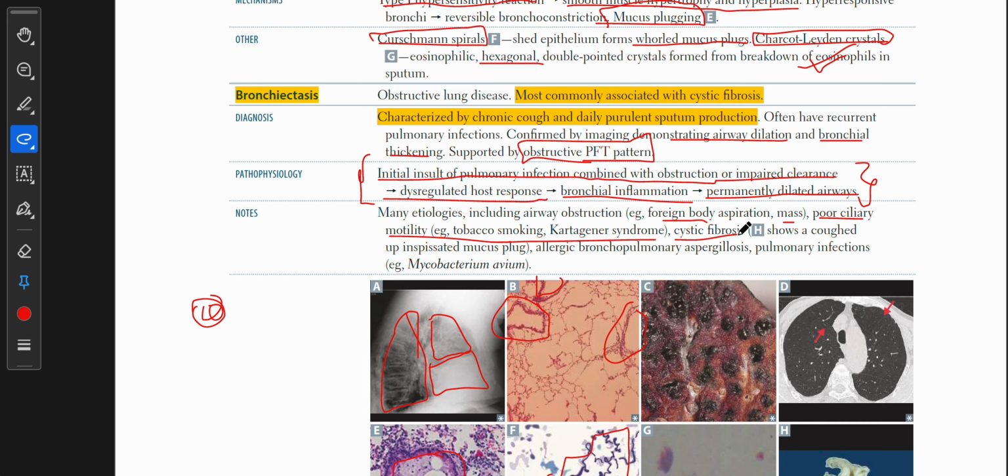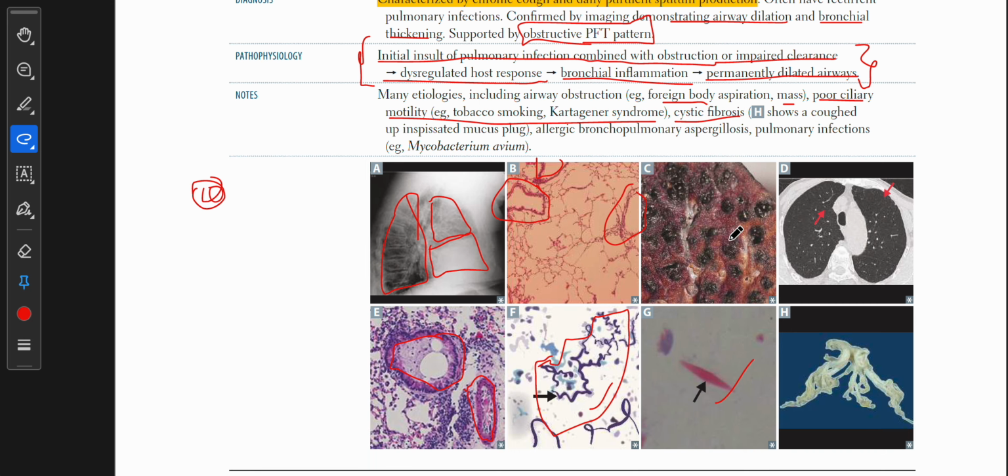In cystic fibrosis, I just wanted to say this because I just remembered it. We do a sweat chloride test because there is a very high amount of chloride loss. That is why we do the sweat chloride test as a diagnostic feature.